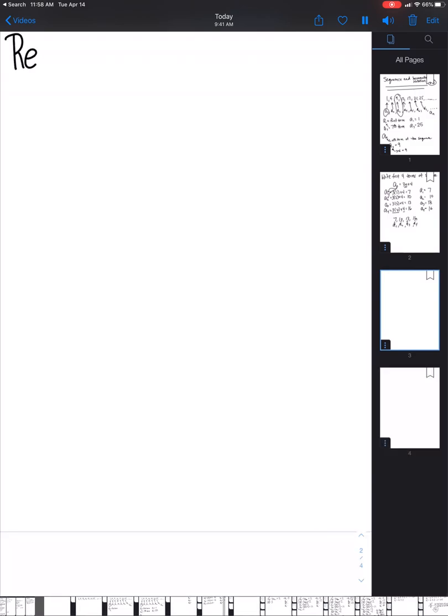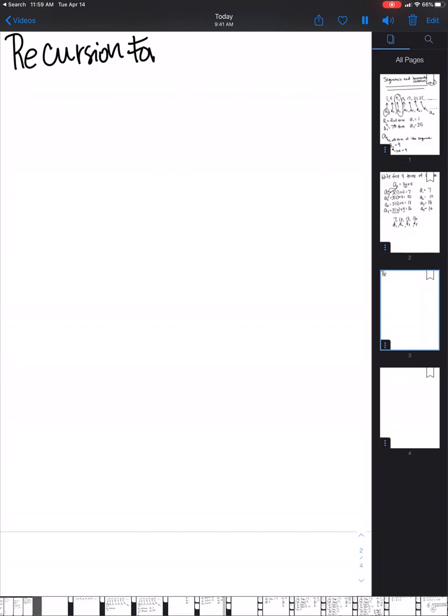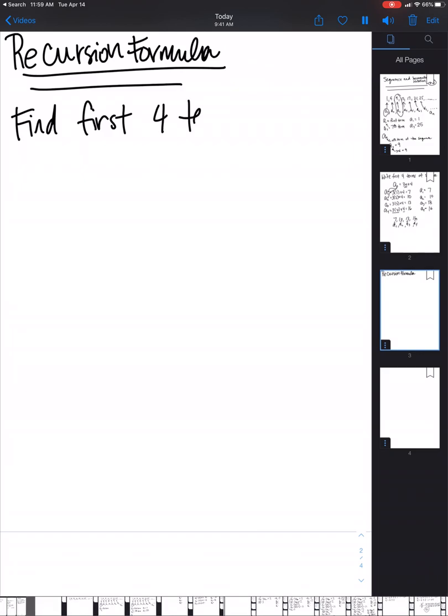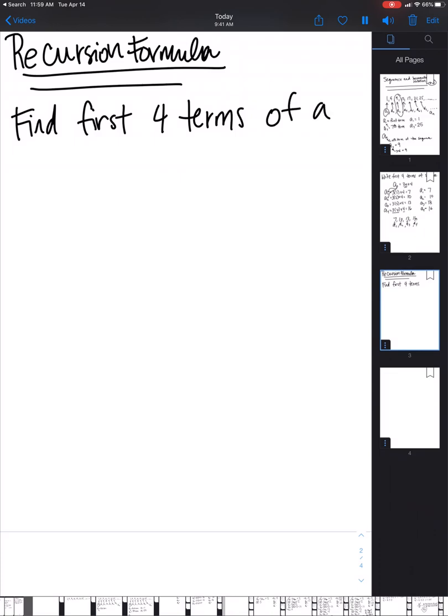The next types of questions are called recursion or recursive. Sometimes I use both words, but I mostly use the recursive formula. That's just another word for the recursion formula. It's the same thing we've been doing, but a little bit different because we're not using just N in our equation. So we're going to find the first 4 terms of a sequence.